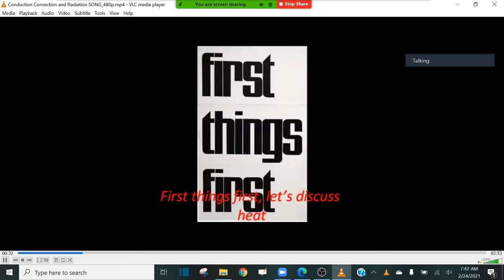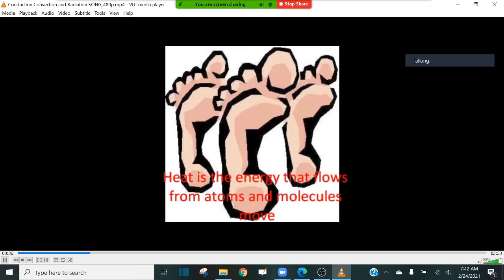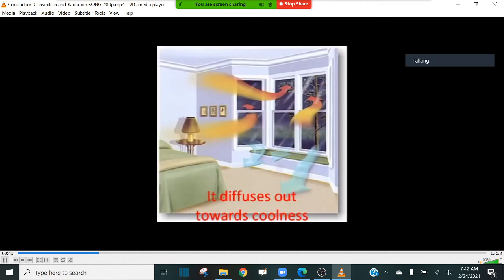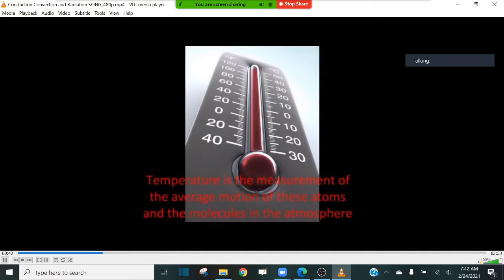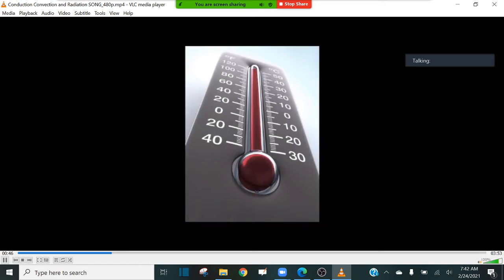First things first, let's discuss heat, what it is before you pay for it to warm your feet. Heat is the energy that flows when atoms and molecules move. It diffuses out towards coolness. Temperature is the measurement of the average motion of these atoms and molecules in the atmosphere. So there you have it.